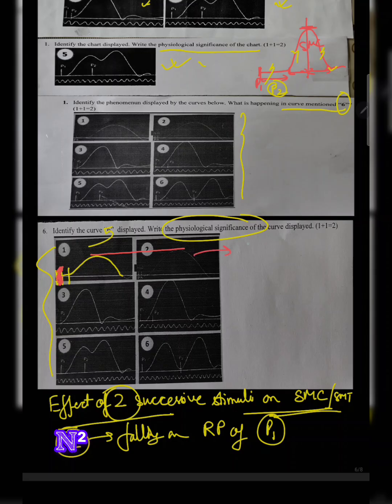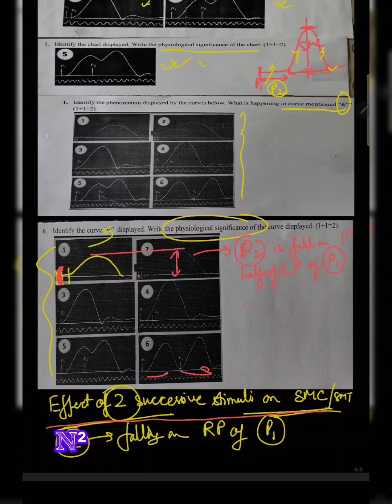So the second curve is showing you the effect of two successive stimuli, where the second stimulus is falling on the first half of the latent period of the first stimulation. That's it. So that's the naming of the curve. Now the reason for this physiological significance: the increased amplitude, as well as the decrease in the latent period and in the total contraction period, is what happens.